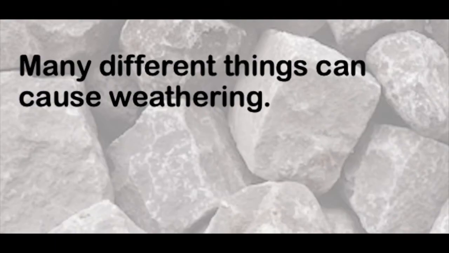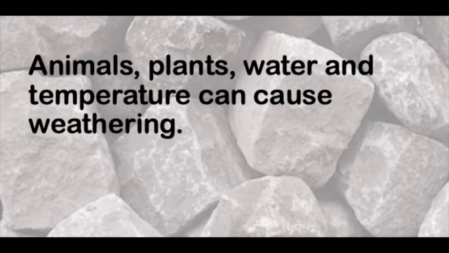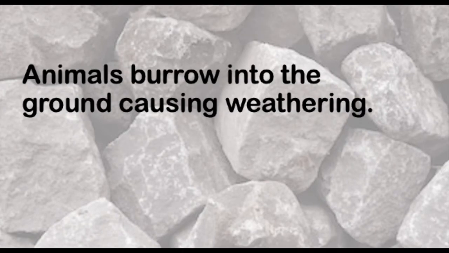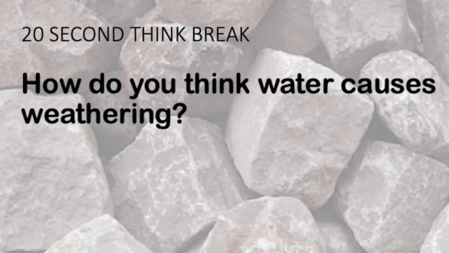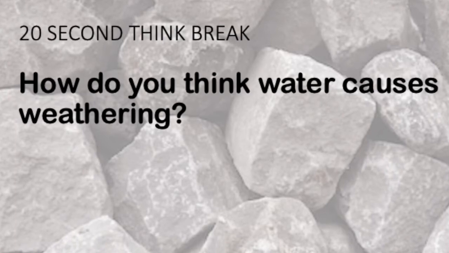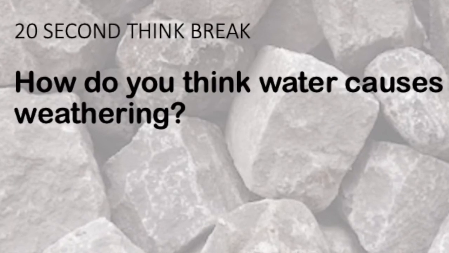Many different things can cause weathering. Animals, plants, water, and temperature are all things that can cause weathering or cause rocks to break down into smaller pieces. Animals may burrow into the ground, causing weathering. Plants or trees can push into the surface of rocks, causing them to break into smaller pieces. Take 20 seconds to think to yourself, how do you think water causes weathering?